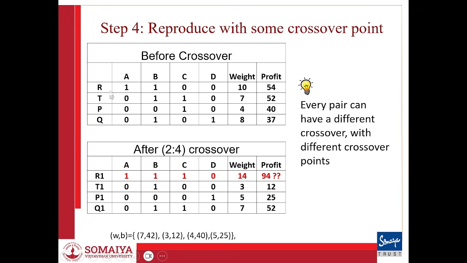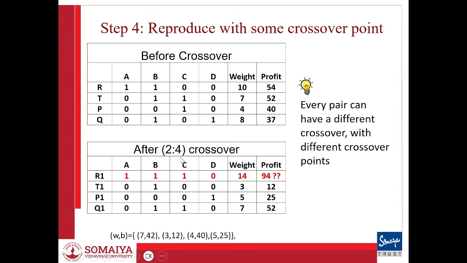In that case, the first one, the strongest one, generally takes part in the reproduction again. So there would have been three pairs in case there were five chromosomes. So R and T would have been one pair, P and Q would have been the other pair, and the fifth chromosome paired with R would have been the third pair.